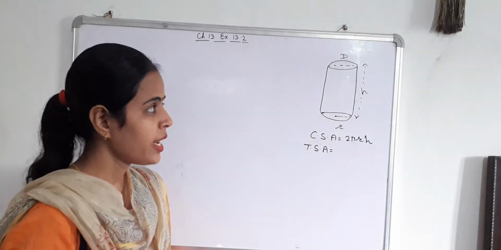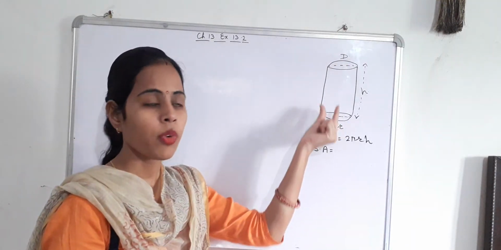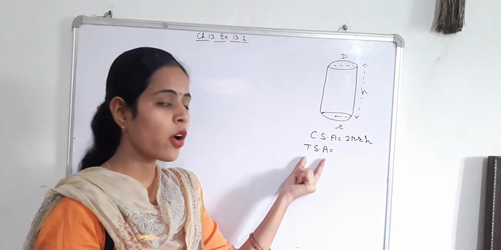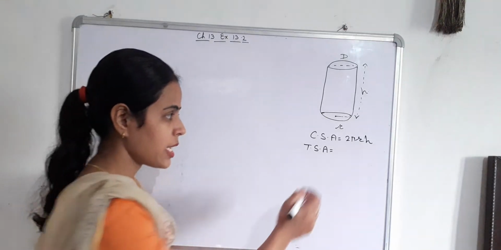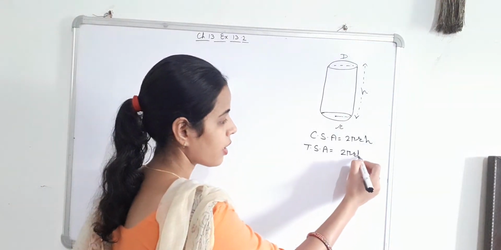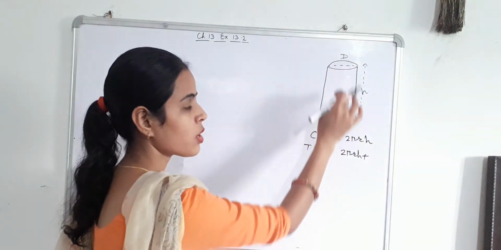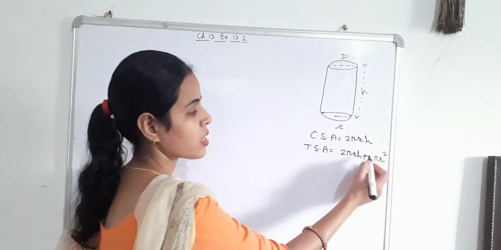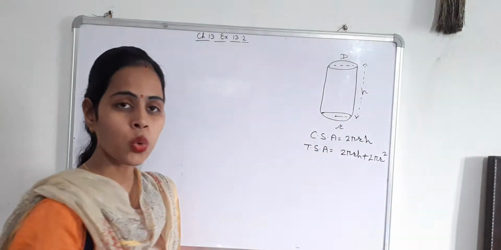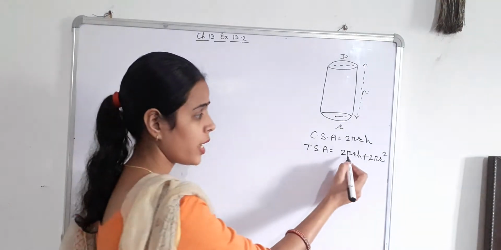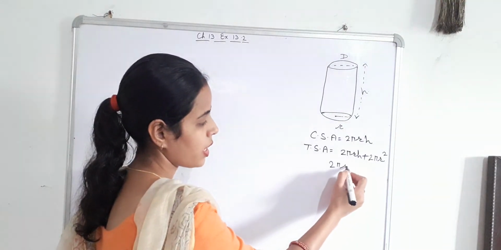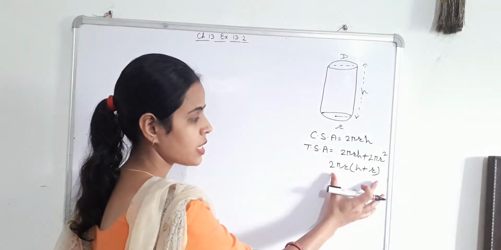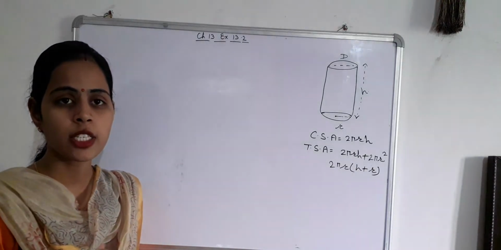equals, a cylinder has two circular parts, one at its top and the other at its bottom. So total surface area of cylinder equals its covered surface area 2 pi r h plus the area of two circular parts. Area of a circle is pi r square, so two circular parts give 2 pi r square. Here 2 pi r is common, so 2 pi r (h plus r). So total surface area of cylinder is 2 pi r (h plus r).